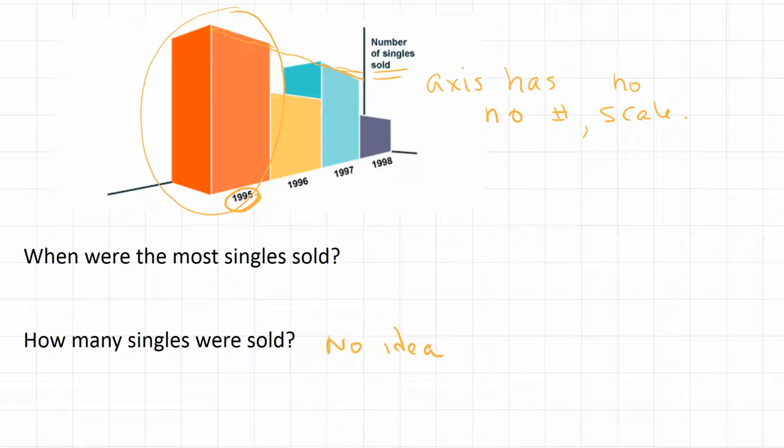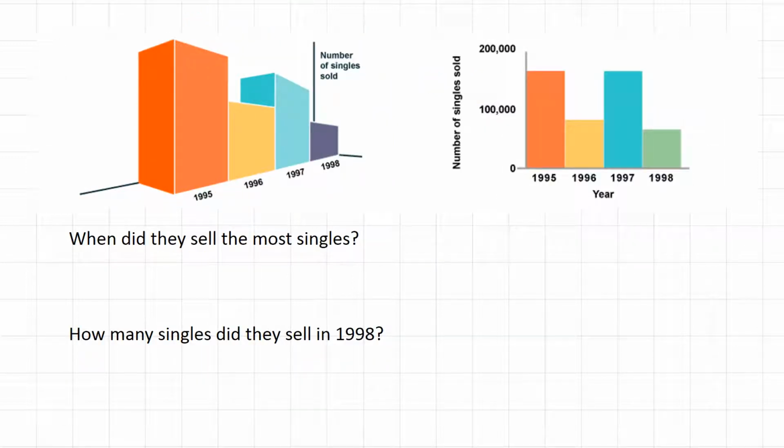When were the most singles sold? In 1995 or in 1997, but it's hard to tell from this graph. If we used a more traditional form of the graph, a flat graph, a 2D graph instead of this 3D, this is what the information would look like. Notice now we've got scale on the axis too.